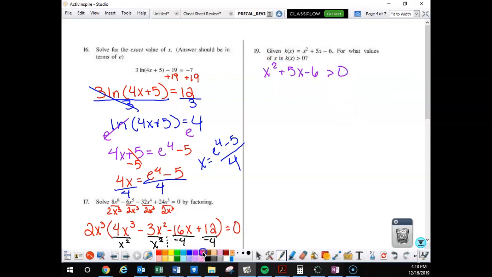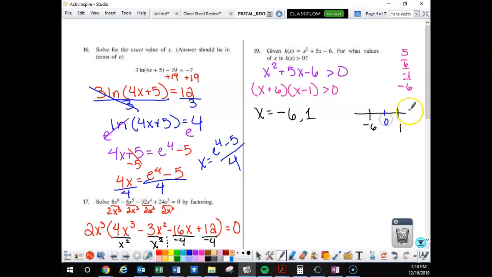All right. Now, since this doesn't have a coefficient, I don't need the box. I just need to figure out two factors of -6 that add up to 5. So that would be 6 and -1. So this factors out to be x plus 6 and x minus 1 is greater than 0. So here, my solutions would be -6 and +1 for x to be equal to 0. But I want to check when it's greater than 0. So I'm going to make a sign chart. So -6 and 1. And you choose values in between.